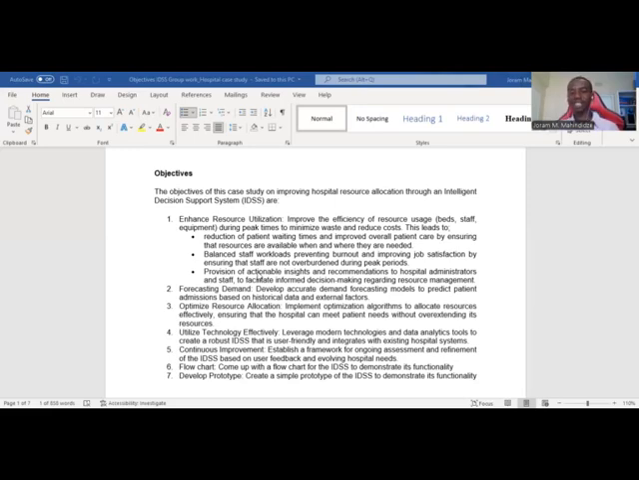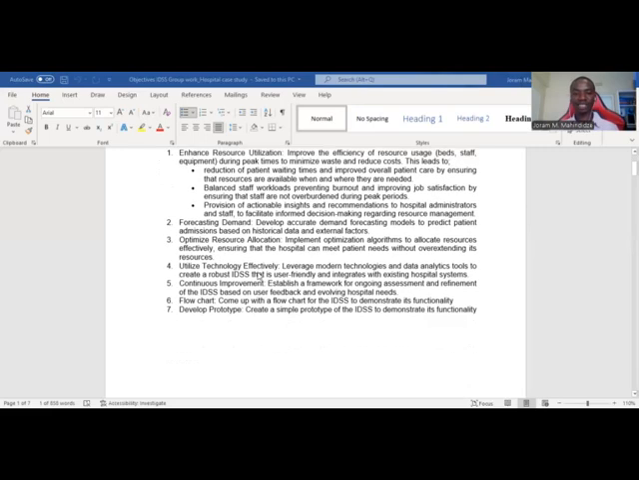Our second objective is forecasting demand. So through our system and through our flowcharts, we want to be able to develop accurate demand forecasting models to predict patient admissions based on historical data and external factors that we have been researching, that my colleagues also will share. And number three is optimize resource allocation, right? Which is implement optimization algorithms to allocate resources effectively, ensuring that the hospital can meet patient needs without overextending its resources. This is something that we also look forward to achieving in terms of our objectives.